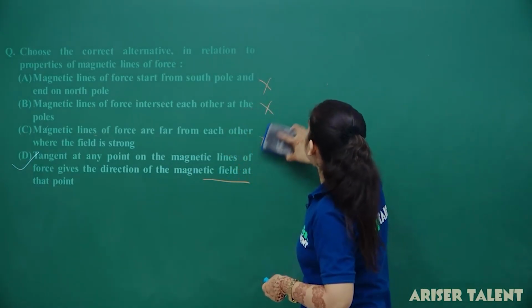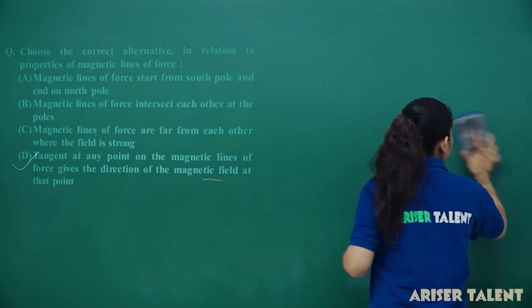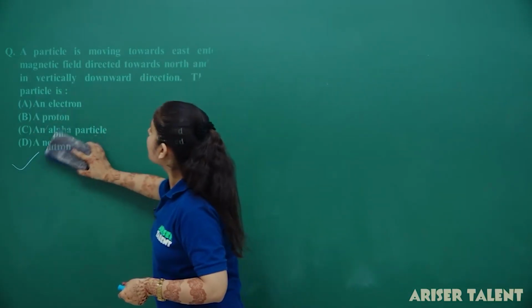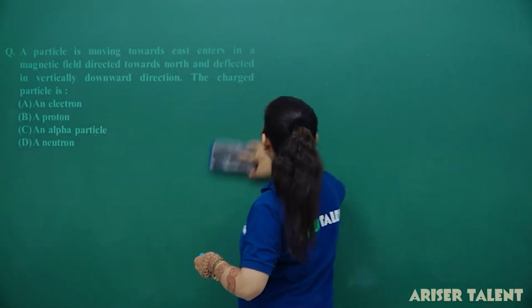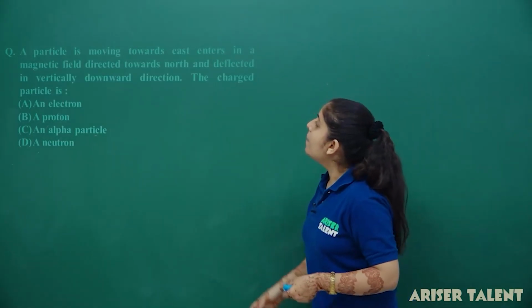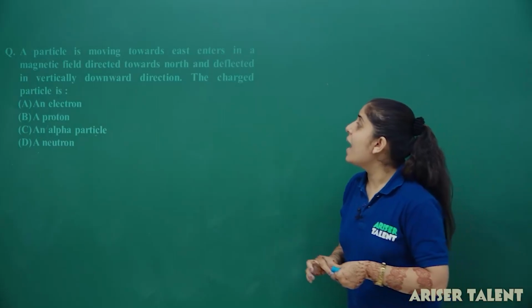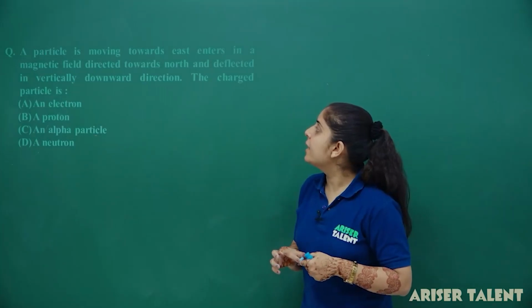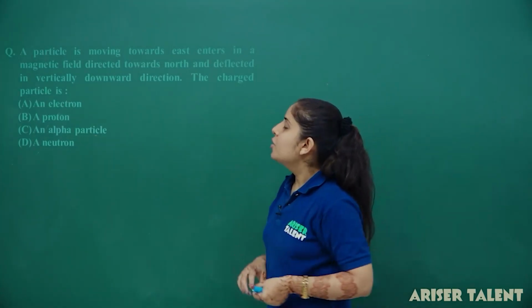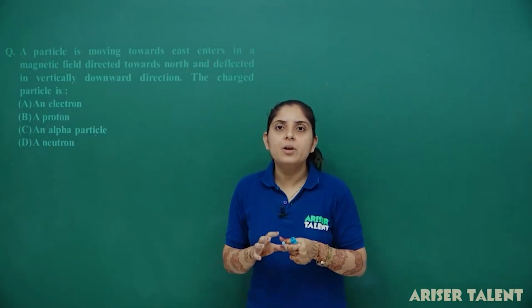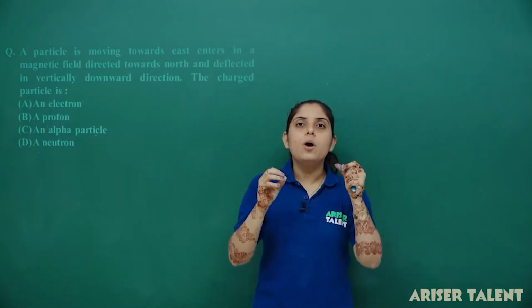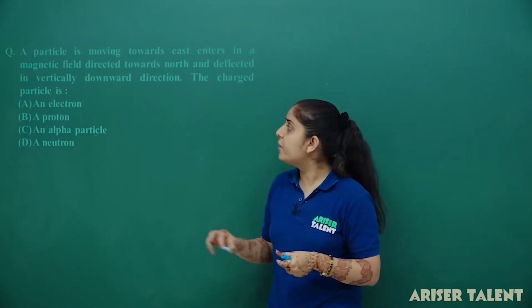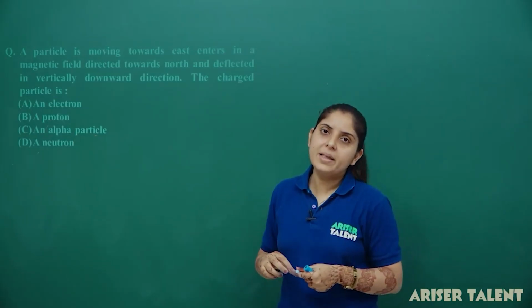Now let's move to the next question. A particle is moving towards east, enters a magnetic field directed towards north and is deflected in vertically downward direction. The charged particle is... You have to read this statement very carefully and first draw, assuming the flow of current and the direction of magnetic field, then analyze which will be the direction.